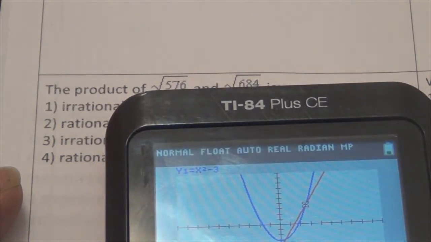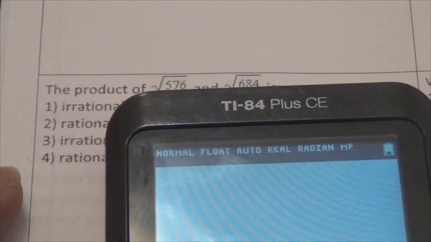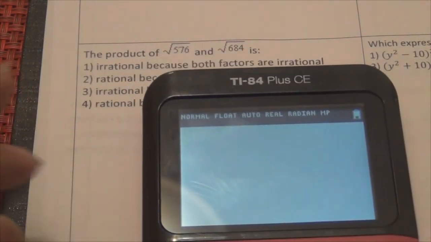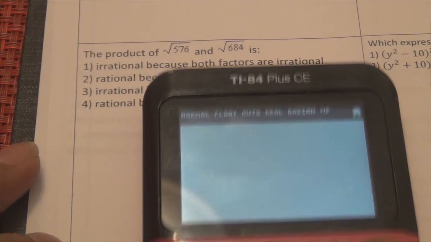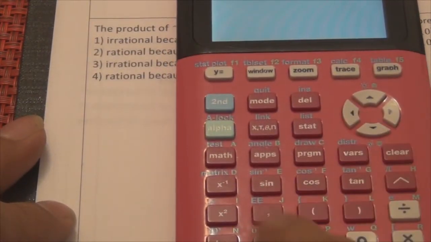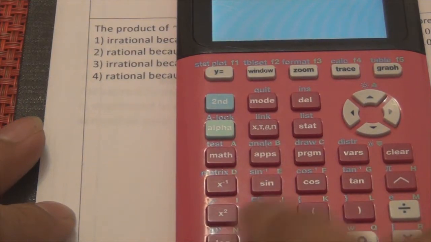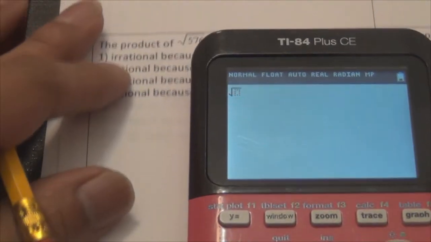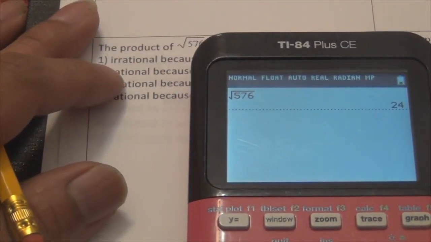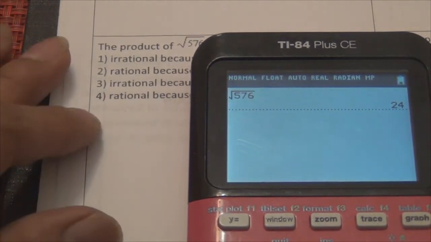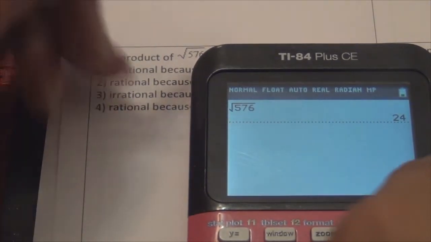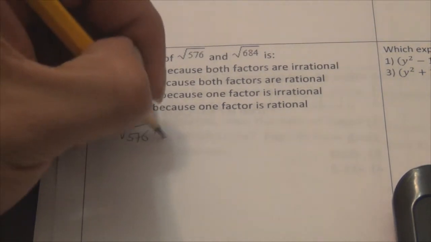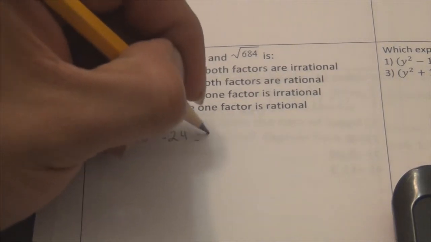So let's see. Let me zoom out. All right, like that. So to get radical 576, we're going to press the second key, and then look, the x squared, because you see in blue is the square root sign right here. You see it. Okay. So now, 576. What do I know? That the square root of 576 is 24, so that is rational.